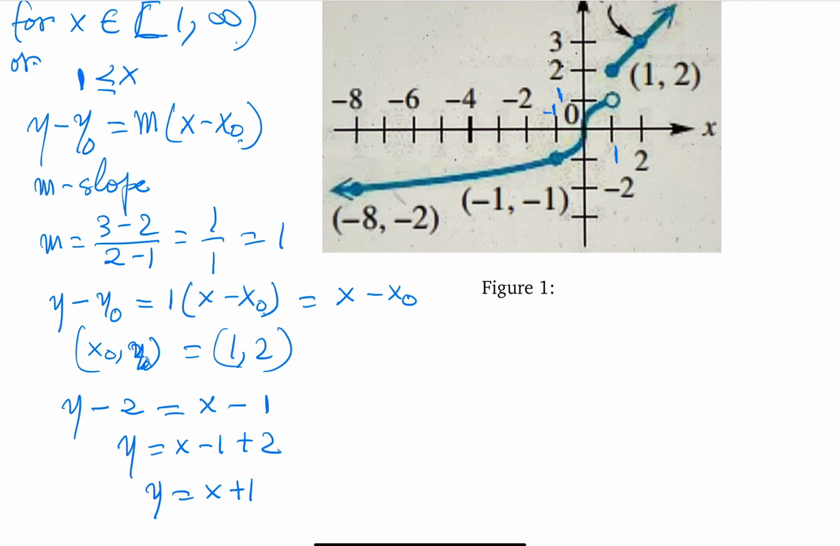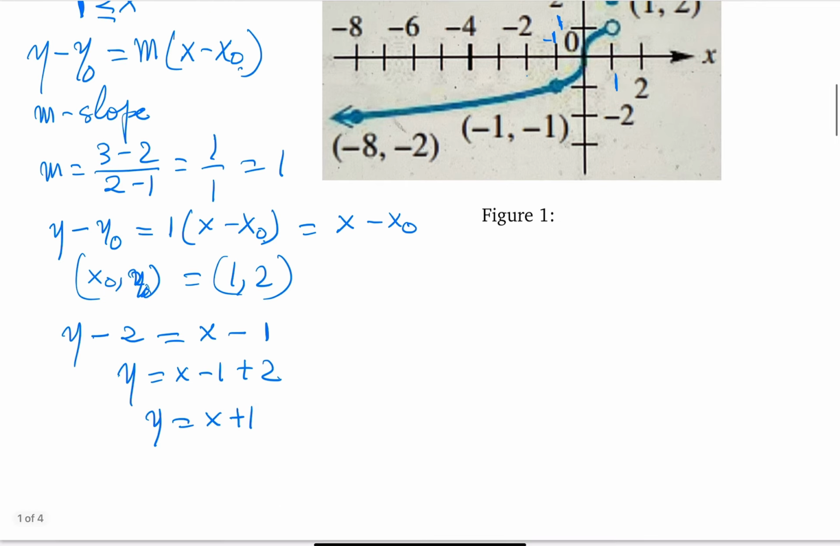Good. Let's move on to the next. Now we have the first one. Let me circle it in red.